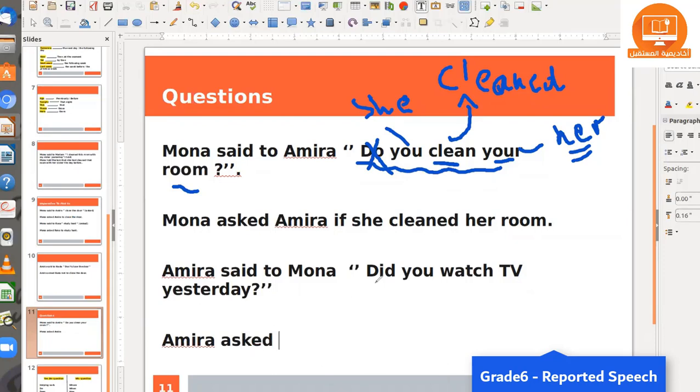Okay. This is a yes or no question or a WH question? Yes or no question. So it means I will add what? After asked Mona, I must add if, right? Yes, so I will write if. First of all, this question is in what? Past or present? Past. I want to change it into a sentence. I will remove it. But this is in the past. It means it will be in what? Past simple. How will it be? Past perfect. So it will be had.